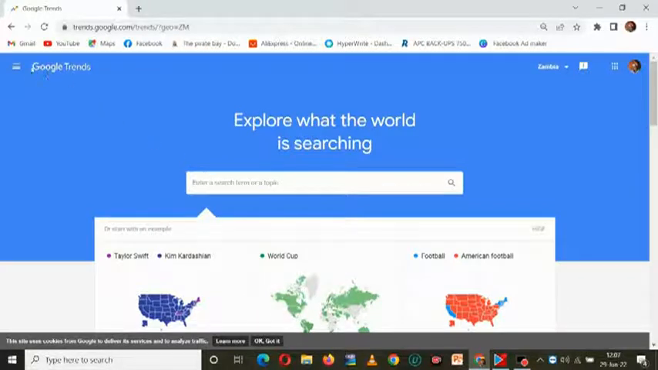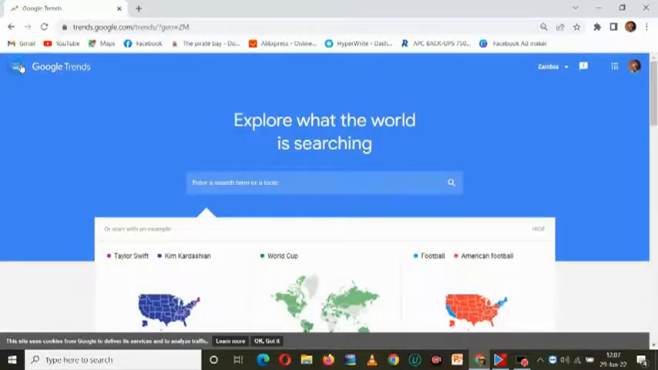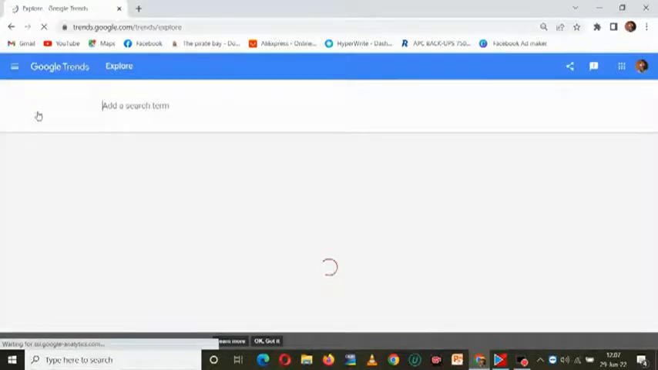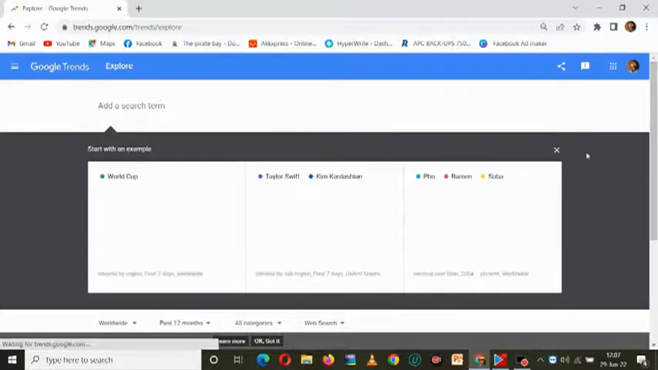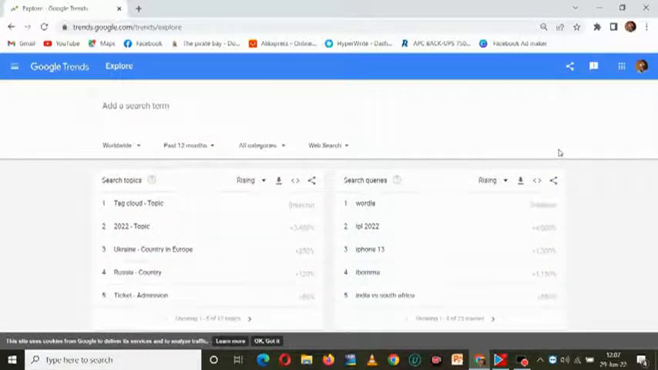But before we do that, let's first look at what is trending. So what you do first is you click here, then you go to Explorer. Explorer will bring the United States and so on. But I'm not interested in the world. I'm not interested in the United States. I'm interested in Zambia, so I'll close this.